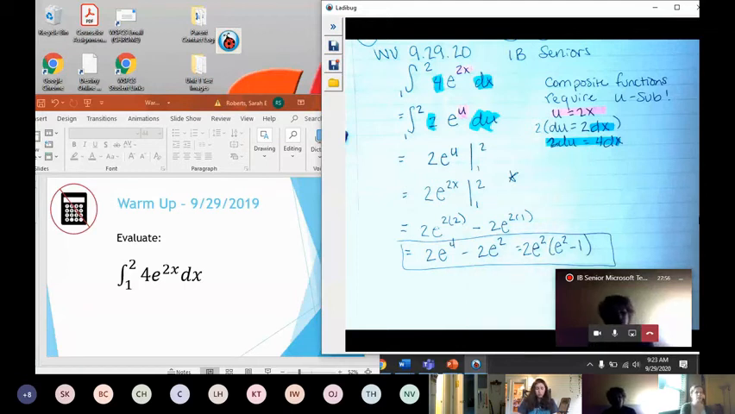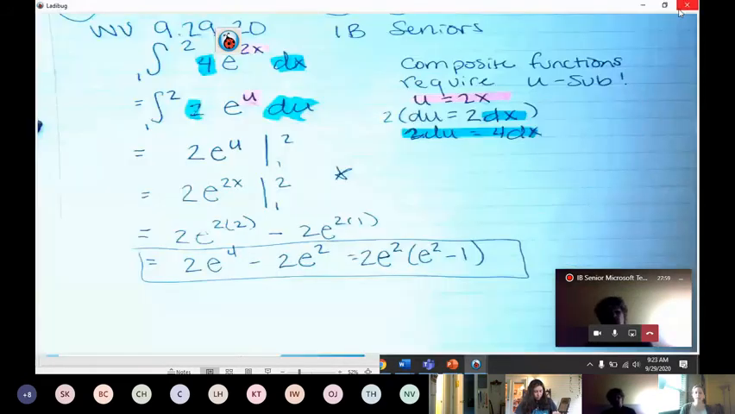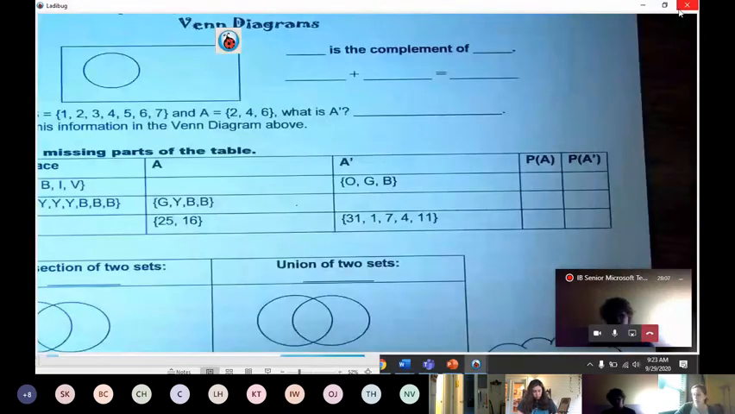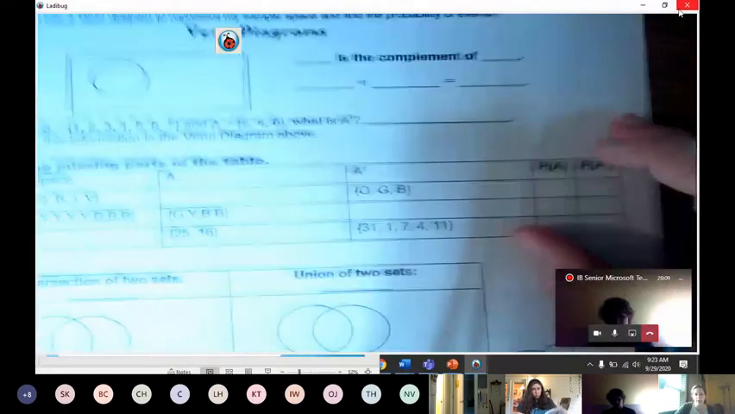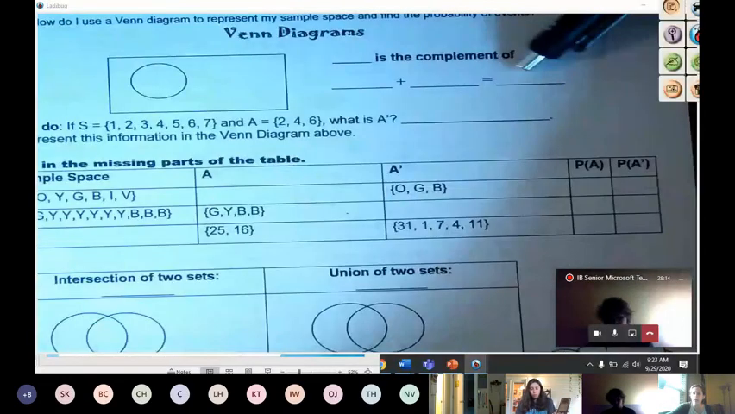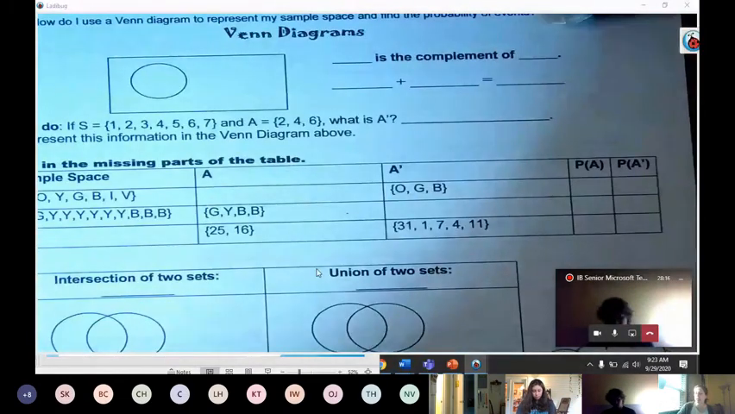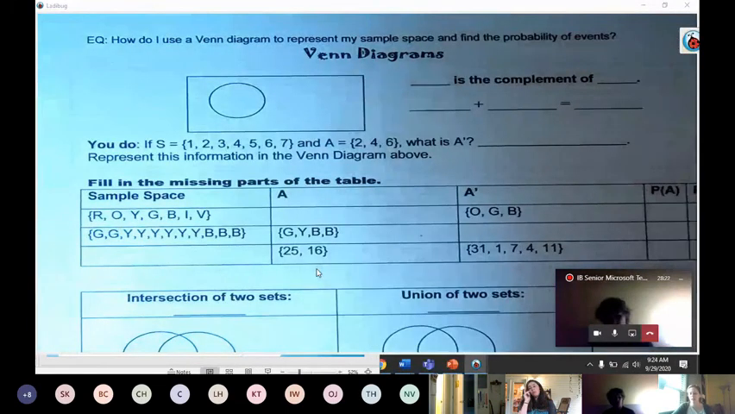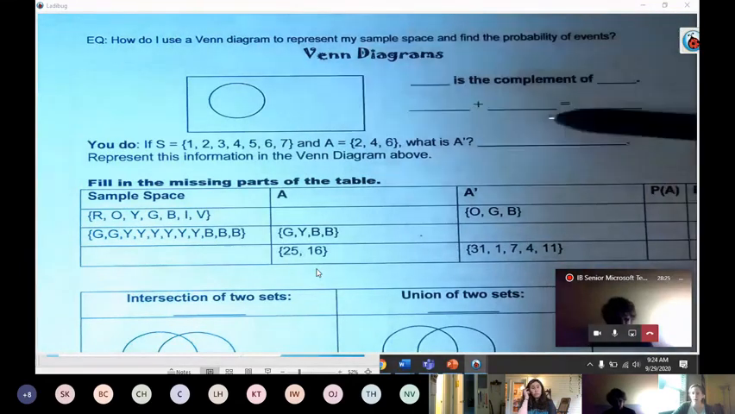Okay, so I'm going to go ahead and get started on the Venn diagram notes. There should be a link on Canvas with these notes linked to it. If you want to just write them on notebook paper, that's totally fine. It doesn't bother me at all. You don't have to write the EQ or things like that, just follow along as we go.